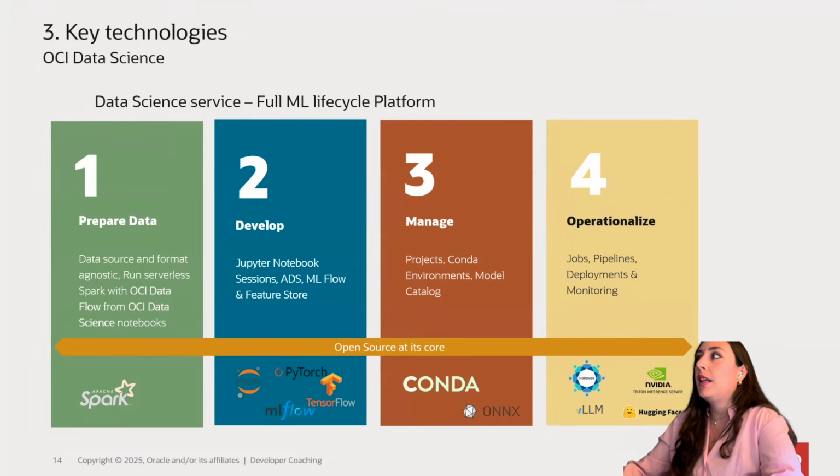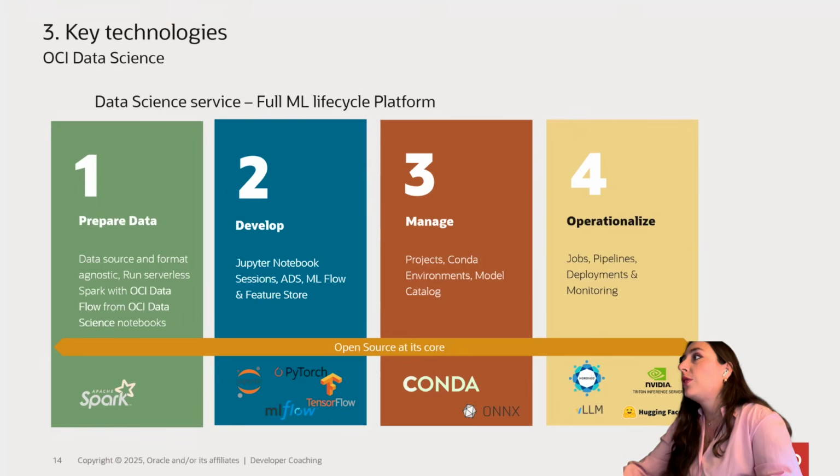To continue explaining this technology, you can use Data Science for the full machine learning lifecycle. You see the four steps here. For our demo, we are going to start with preparing the data. You can connect to any data source. In our case, it's going to be the product catalog and the images. We're going to prepare them from the notebook, and we can even use serverless Spark via OCI Data Flow if we need distributed processing.